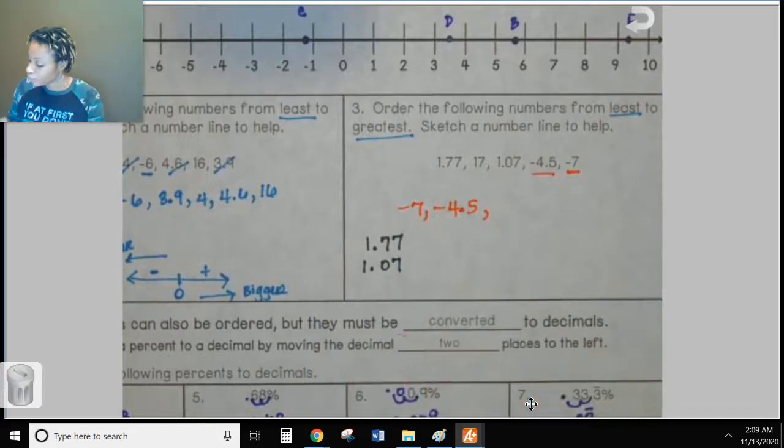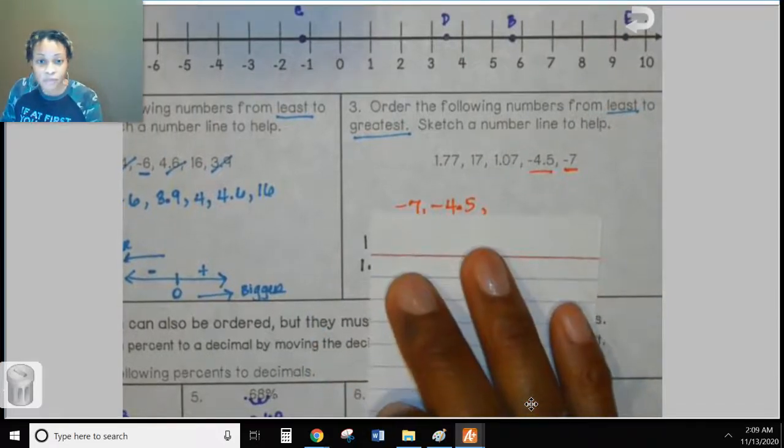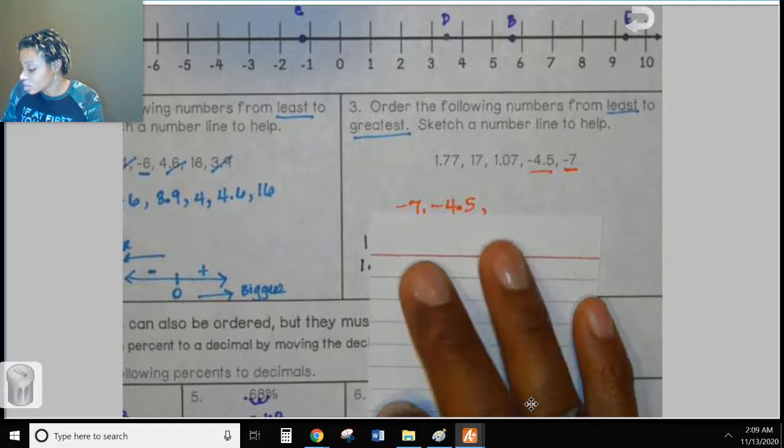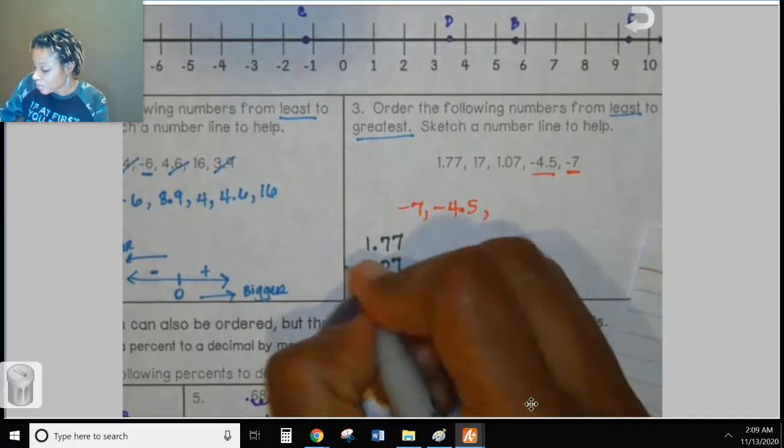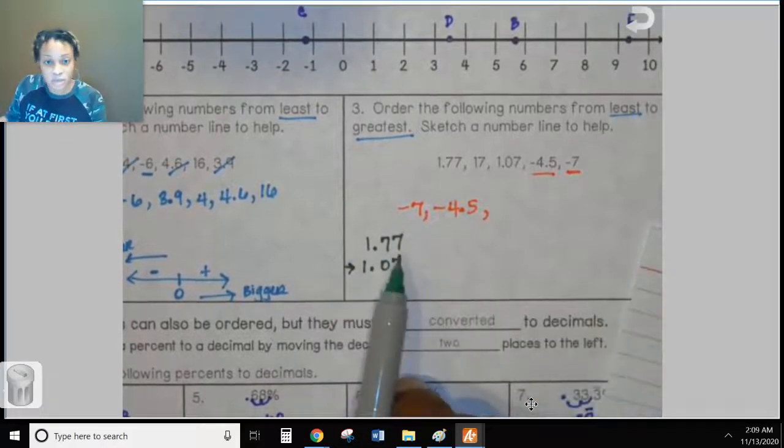So just like before, if we look at the ones place, they both have a 1. So we move over to the tenths place. I'm comparing which one is smaller, which one is larger. 0 is smaller, 7 is larger. So that means this is going to be my first number, and then that's going to be my second.